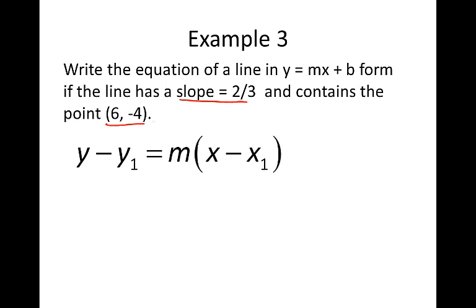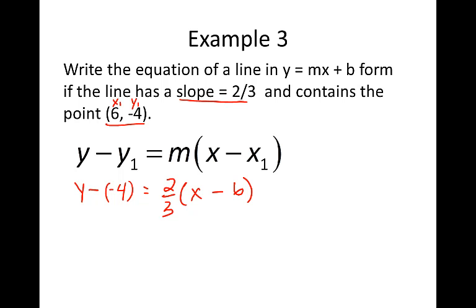We're going to use our y minus y1 equals m times (x minus x1). So write it down. So we'll say y minus, and let me go ahead and label these, x1, y1. So y minus a negative 4, sometimes we'll put that in parentheses, equals m, which is 2/3, times (x minus x1), which is 6.